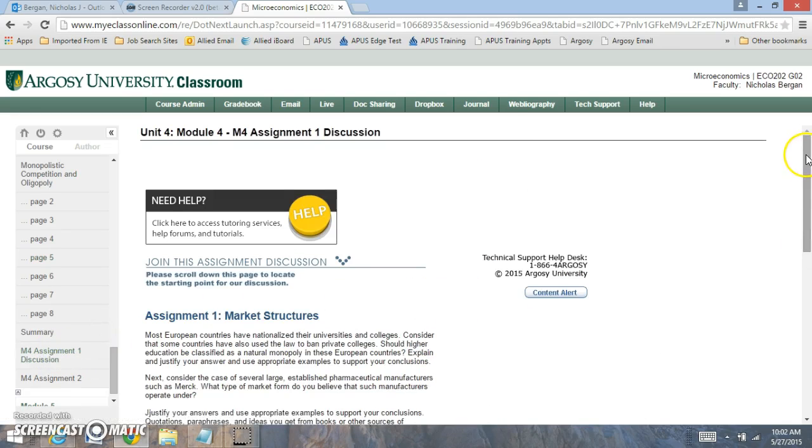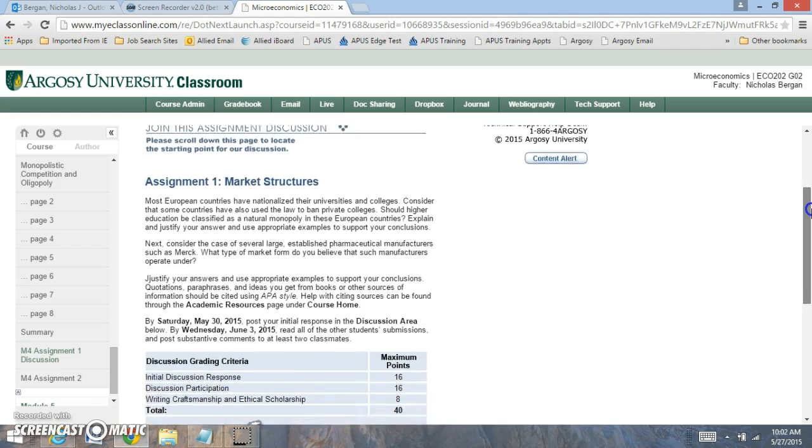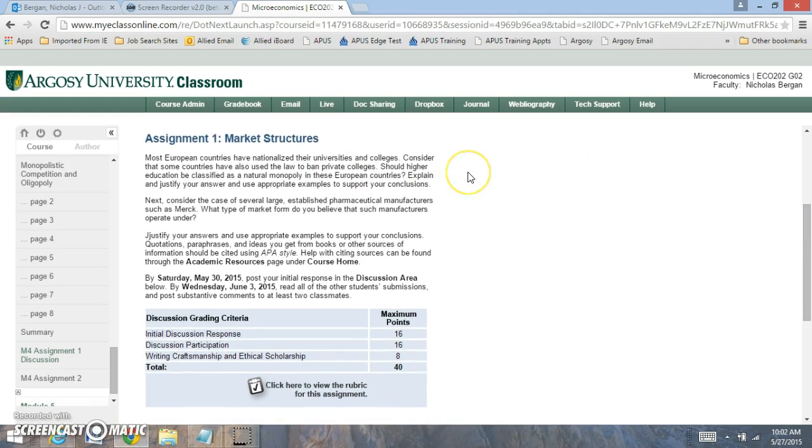Now, let's go over the discussion for this week. Consider some countries that have used a law to ban private colleges. Should education be classified as a natural monopoly in these European countries? Justify your answer. With this question, you want to look at the characteristics of monopoly and bring that into your analysis. That's the key that I'm looking for.